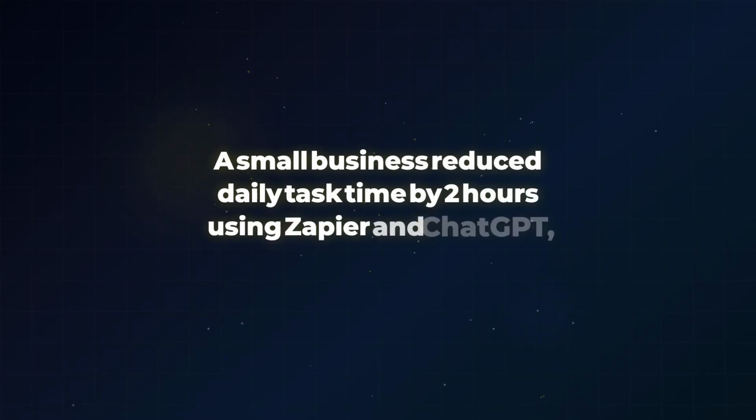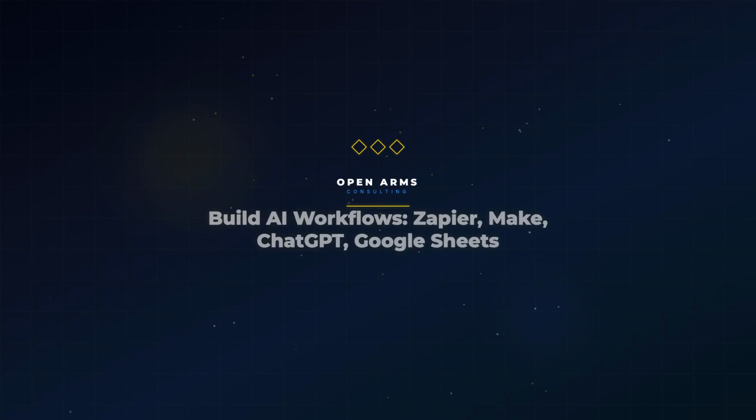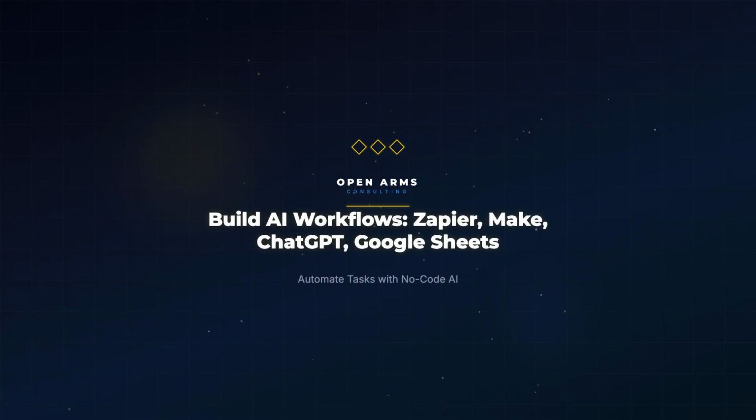A small business reduced daily task time by 2 hours using Zapier and ChatGPT, costing under $30 a month.